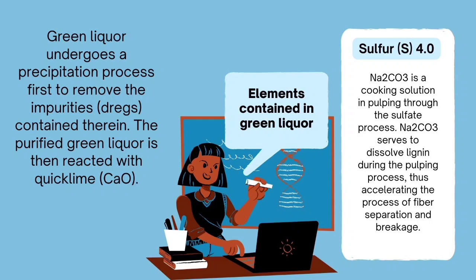Okay, next are the elements contained in green liquor, as follows. The first is Na2CO3. Na2CO3 is a cooking solution in making pulp through the sulfate process. Na2CO3 functions to dissolve lignin during the pulping process, thus speeding up the process of separating and breaking up the fibers.